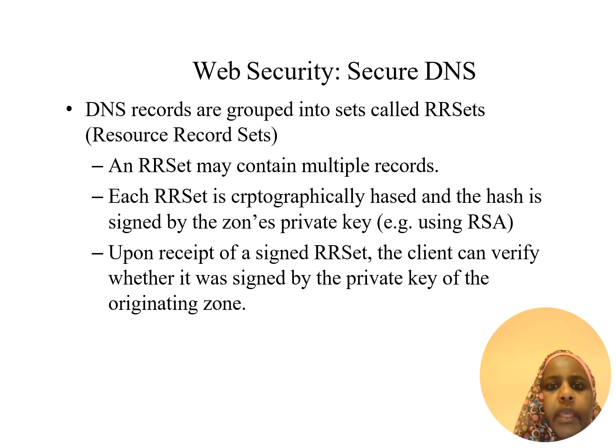DNS records are grouped into sets called RR sets. An RR set may contain multiple records. Each RR set is hashed, and the hash is signed by the zone's private key using RSA, for example. Upon receiving the signed RR set, the client verifies whether it was signed by the private key of the originating zone or not.